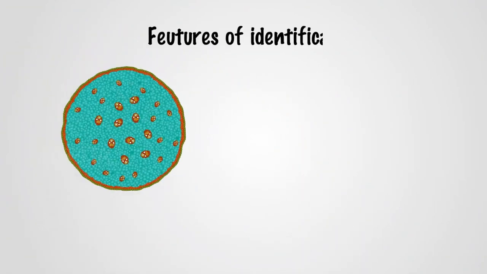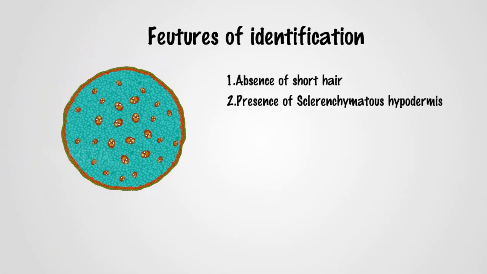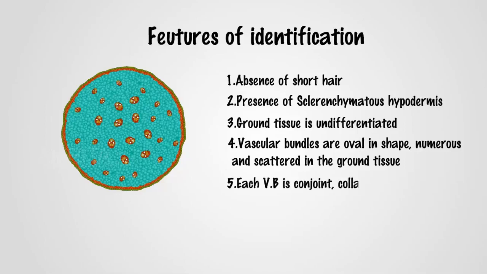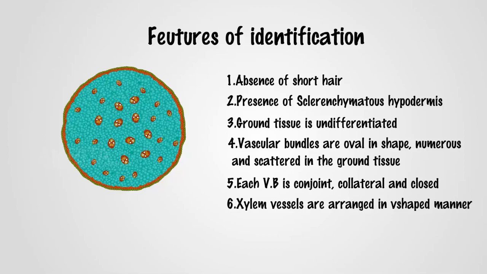Features of identification: absence of short hair, presence of sclerenchymatous hypodermis. Ground tissue is undifferentiated. Vascular bundles are oval in shape, numerous and scattered in the ground tissue. Each VB is conjoined, collateral and closed. Xylem vessels are arranged in a V-shaped manner.